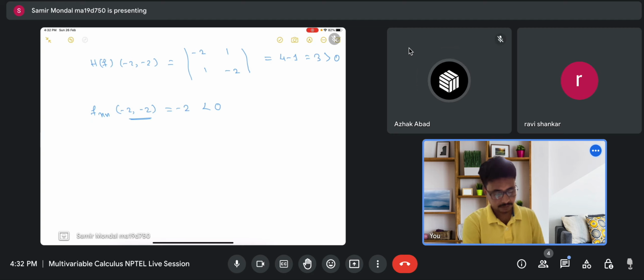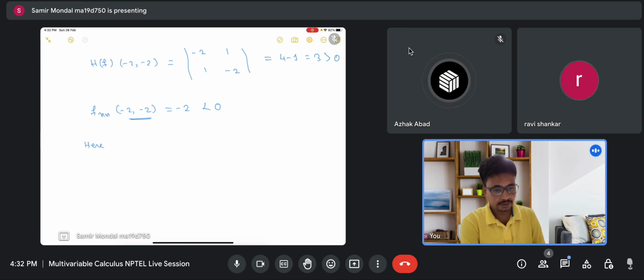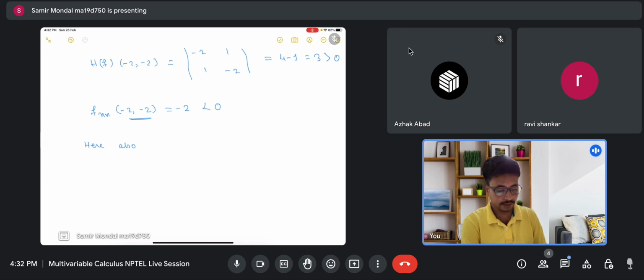Yes, sir. It is negative, so we are getting the local maxima here. Local maxima is fine. So I am writing that at the point minus 2, minus 2, f has a local maxima. My question is, is this point an absolute maxima or not?